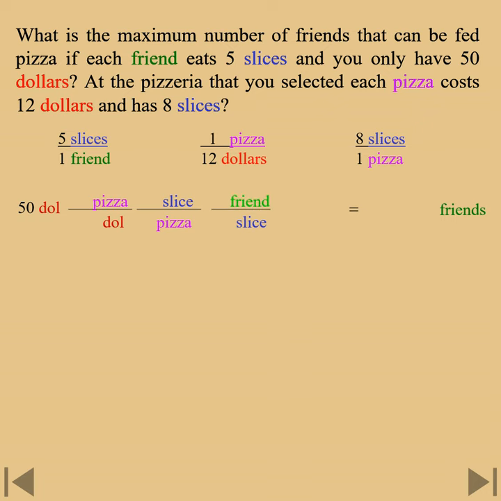The numbers tell us $12 per pizza, 8 slices per pizza, and 5 slices per friend. And I come up with 6.67 friends. So how many friends should we actually invite out? Well, we want to make sure we can feed everybody. So 6. Do note how our units set up our problem for us. Gotta love units.